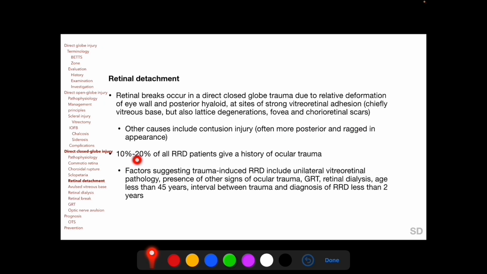10 to 20% of all rhegmatogenous retinal detachment patients give a history of ocular trauma, and factors suggesting trauma-induced RRD include unilateral vitreoretinal pathology, presence of other signs of ocular trauma, giant retinal tear and retinal dialysis, which we will be discussing next, young age, and interval between trauma and diagnosis of RRD of less than 2 years.